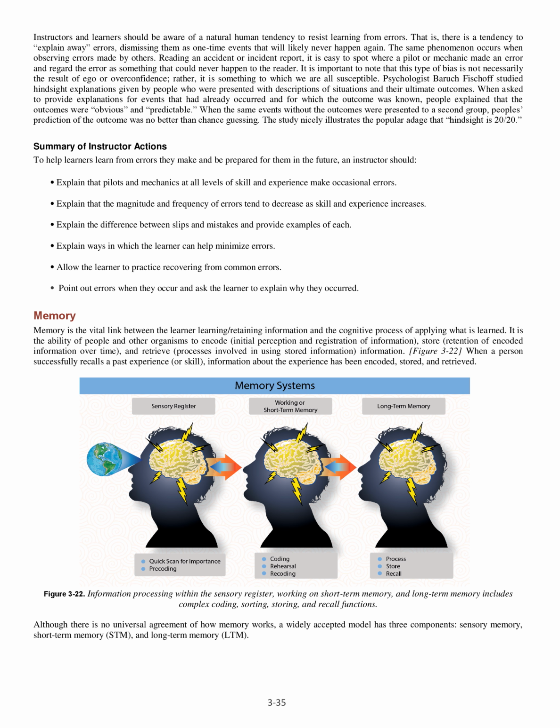Figure 322. When a person successfully recalls a past experience or skill, information about the experience has been encoded, stored, and retrieved. Although there is no universal agreement of how memory works, a widely accepted model has three components: sensory memory, short-term memory, STM, and long-term memory, LTM.